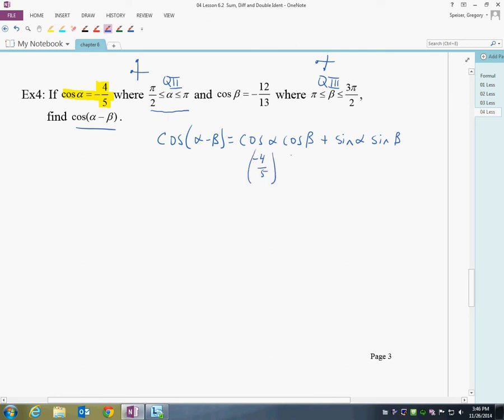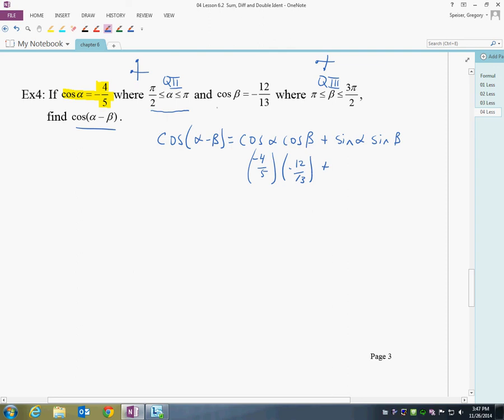That part's done. I don't know what this part is. I'll leave a blank there. Oh, actually, I know the cos of beta as well. Cos of beta is negative 12 over 13. Right? Negative 12 over 13, cos beta goes over there.